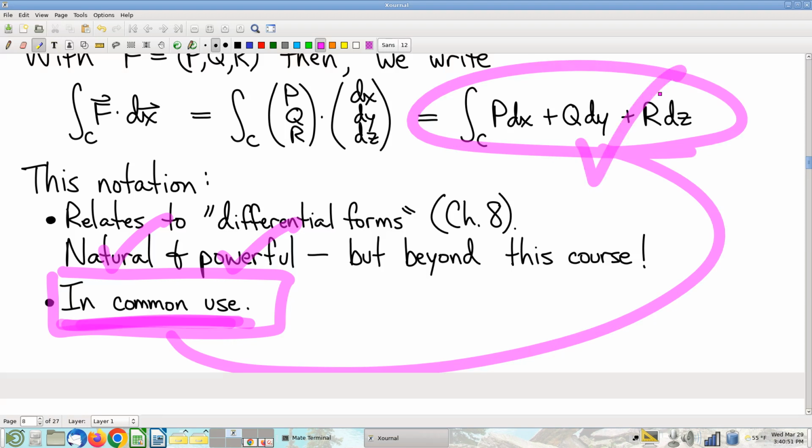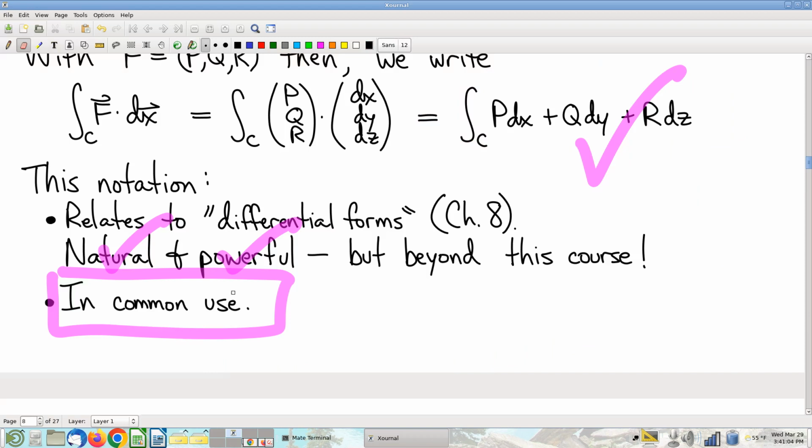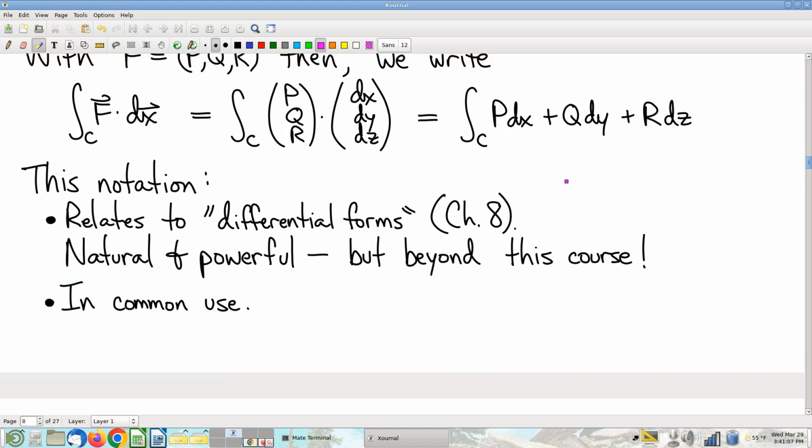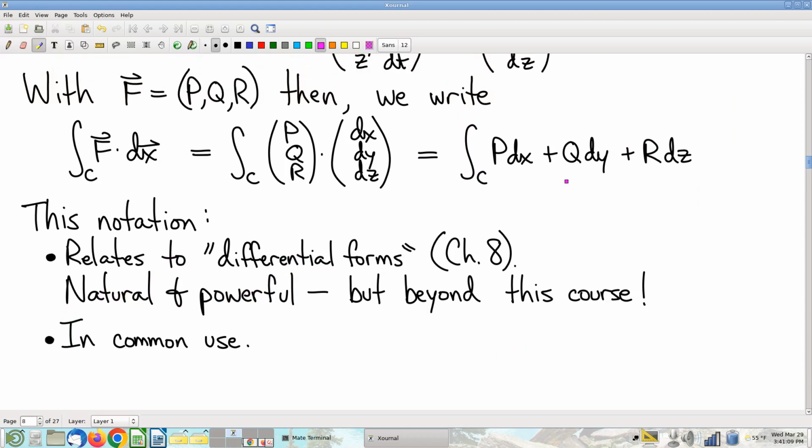It's going to come up. And when it does, you need to know what it means and what to do with it. So I feel it necessary to show it to you, if only so that you can deal with it when it comes at you at some point in the future. And just to be clear, what should you do with this notation when you see it?